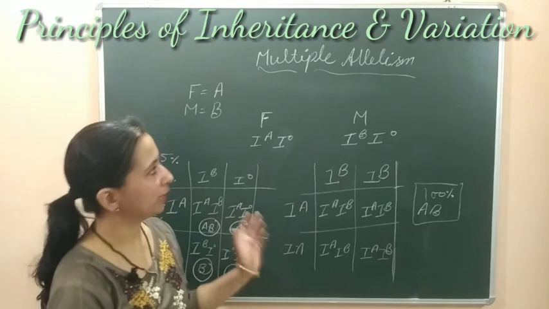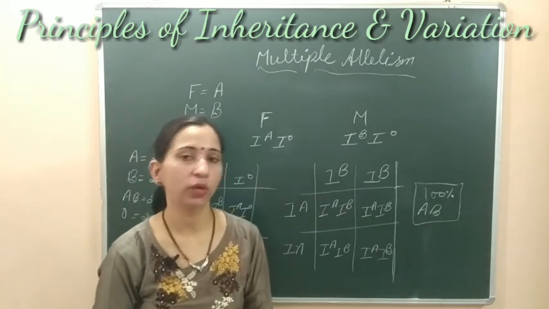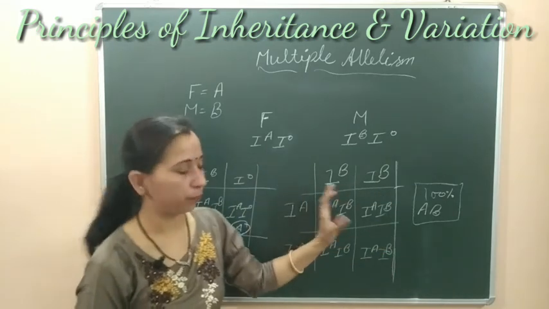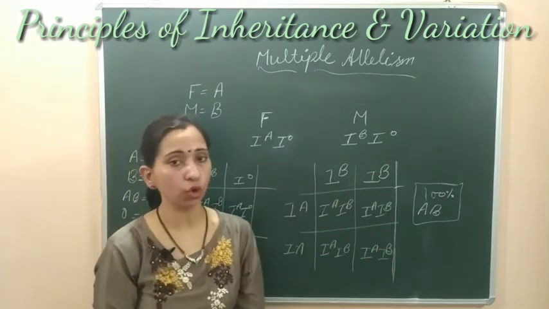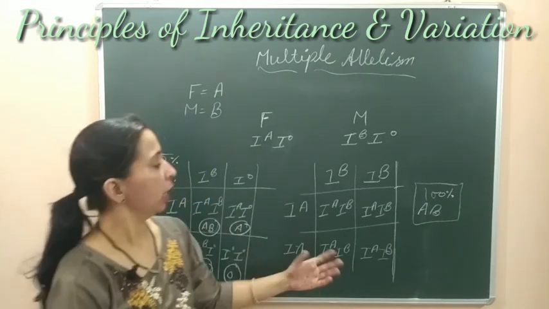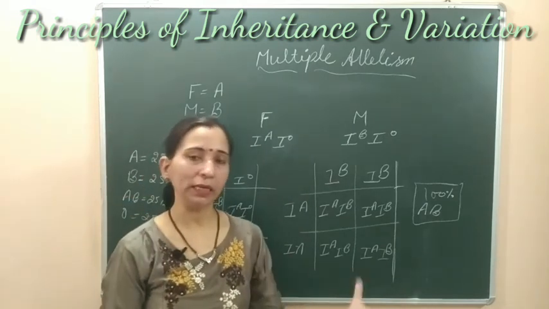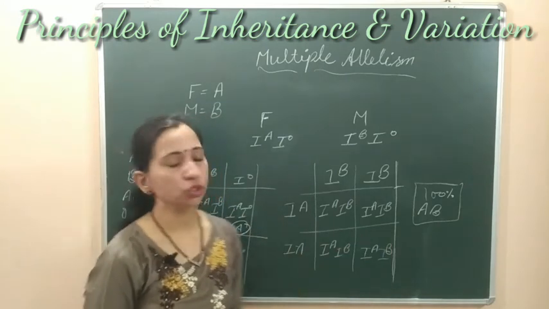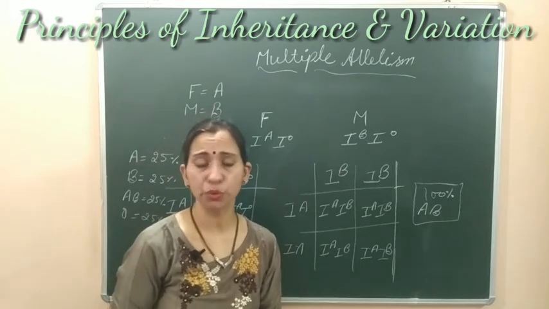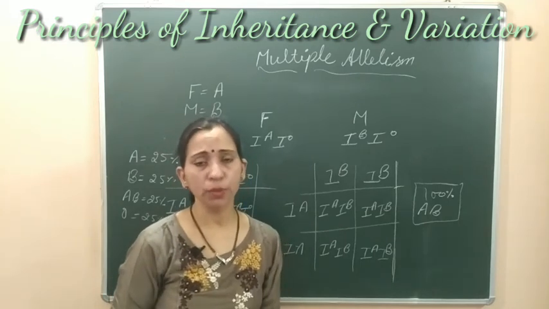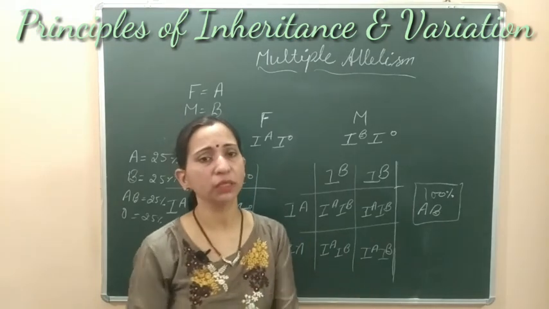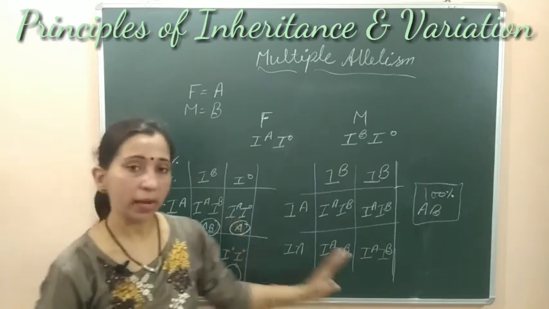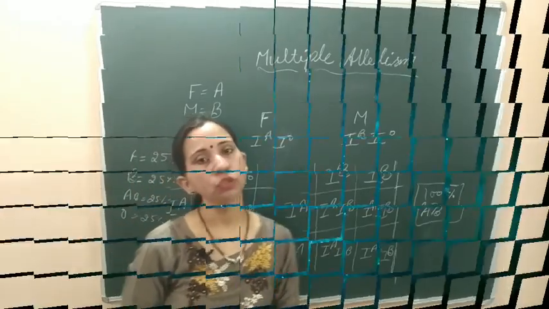So this is about multiple allelism, and we interpreted the blood group of kids from the blood group of the parents. If we know the blood group of the parents, we can also reverse it: if we know the blood group of a child, we can interpret the blood group of the father or mother. These techniques are used in cases where a dispute related to a child arises, where there is confusion about which parents a baby belongs to. Then we can interpret it by identifying their blood groups. So that's all about multiple alleles.